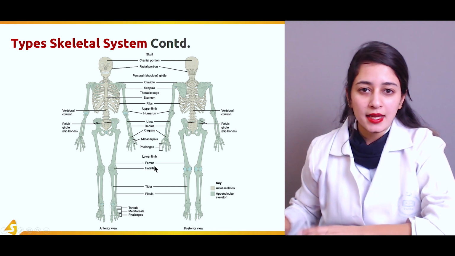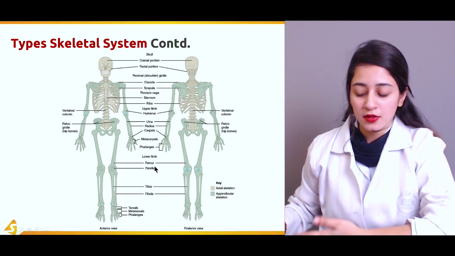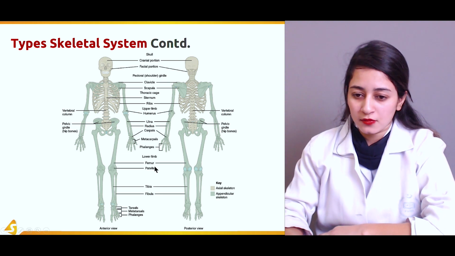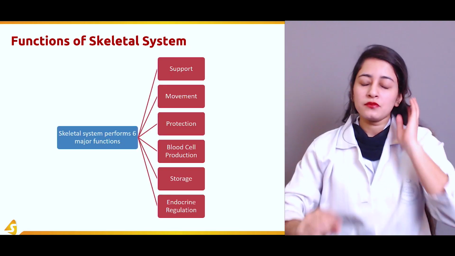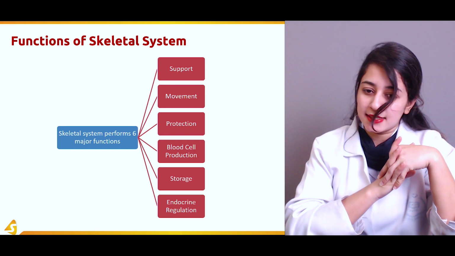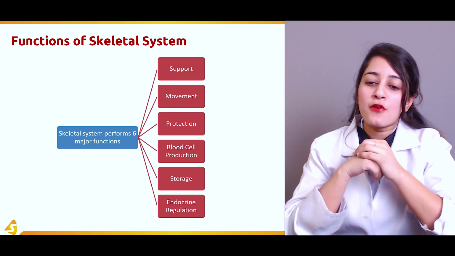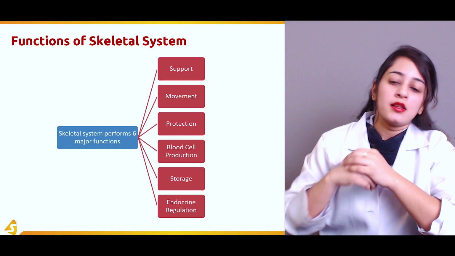So we are done with this diagram. I hope it must be clear to you guys. Okay. What are the functions of the skeletal system? The skeletal system performs 6 major functions.